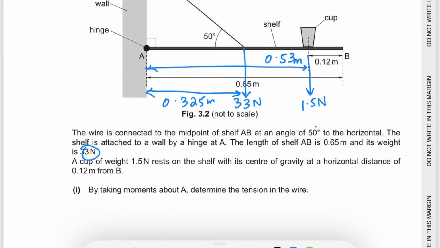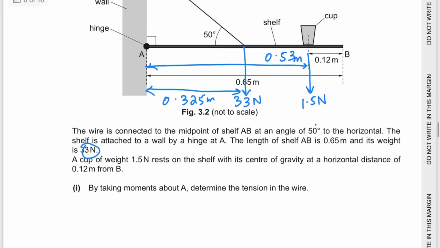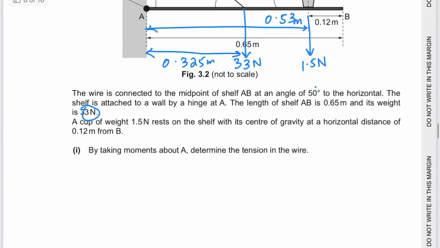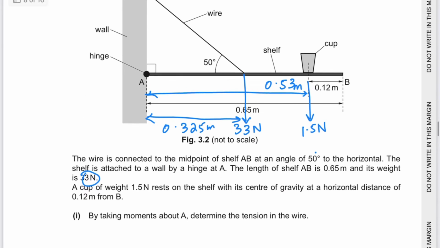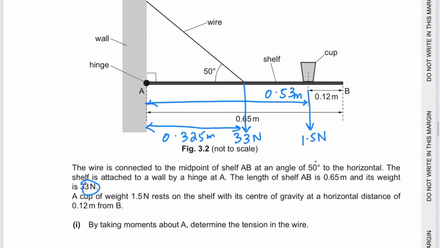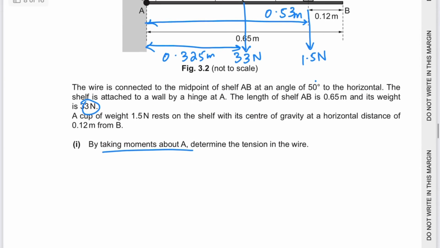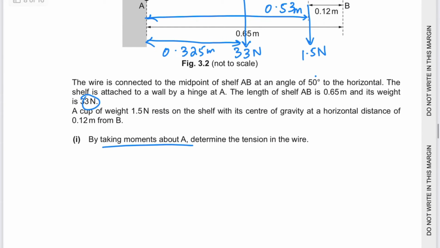By taking moments about A, determine the tension in the wire. So first off, we were informed here that the shelf rests in equilibrium. That means the sum of clockwise moment here must be equal to sum of anti-clockwise moment, since we are going to be taking moments about A. Let's look at what that means for each of these forces acting on the shelf. First off, clockwise moment must be equal to anti-clockwise moment.